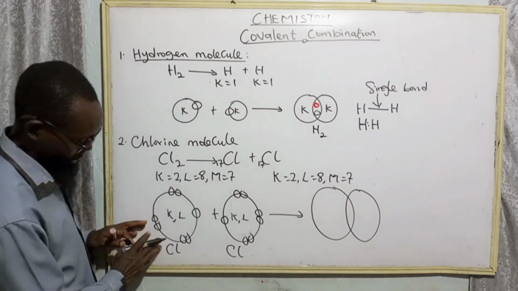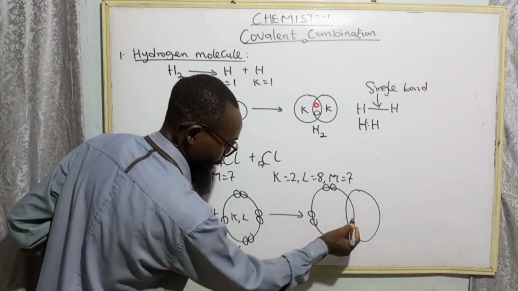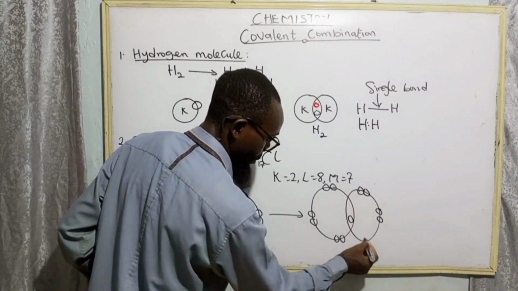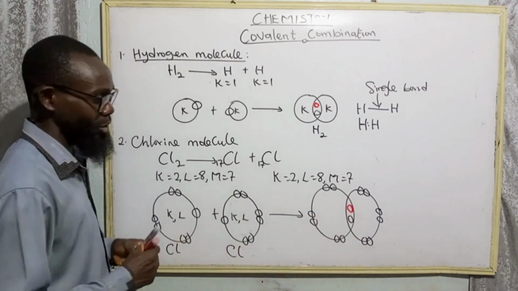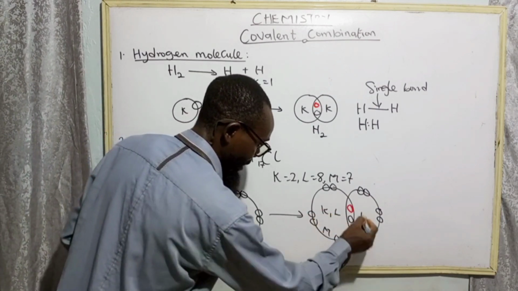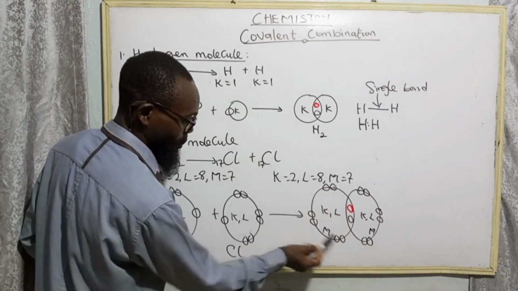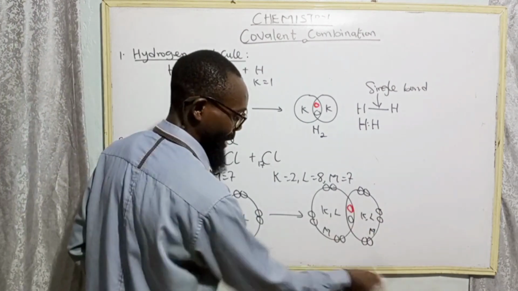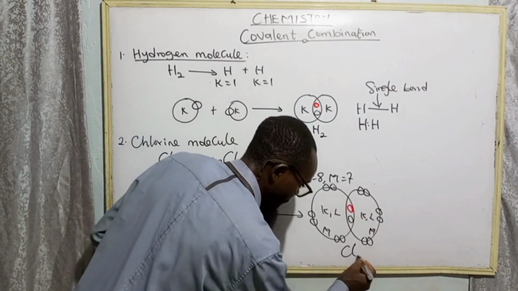So we are going to have 7 electrons here, 2, 4, 6. So this is 7 electrons. And for the second one, 7 electrons, 2, 4, 6. Now the remaining electron is shared. From here, you can see that we have K, L, and this is the M shell, K, L, and this is the M shell. When you count the electrons in this one, we have 1, 2, 3, 4, 5, 6, 7, 8. We have 8 electrons here, which is the octet. Then this one as well, 1, 2, 3, 4, 5, 6, 7, 8. We have 8 electrons. In this case, we have the chlorine molecule.